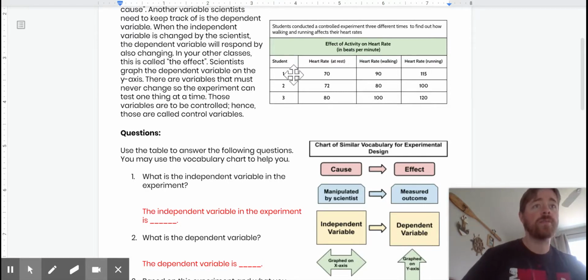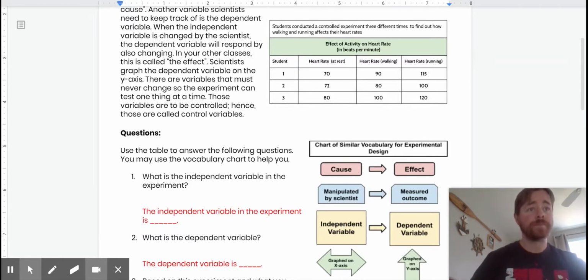Okay, so the first student had 70 beats per minute when they were resting. Then after walking, their heart rate went to 90 beats per minute. And then after running, their heart rate went to 115 beats per minute. Student 2 started at 72, went up to 80 when they were walking, and then up to 100 when they were running. Student 3, their heart rate was 80 at rest, 100 at walking, and 120 while they were running.